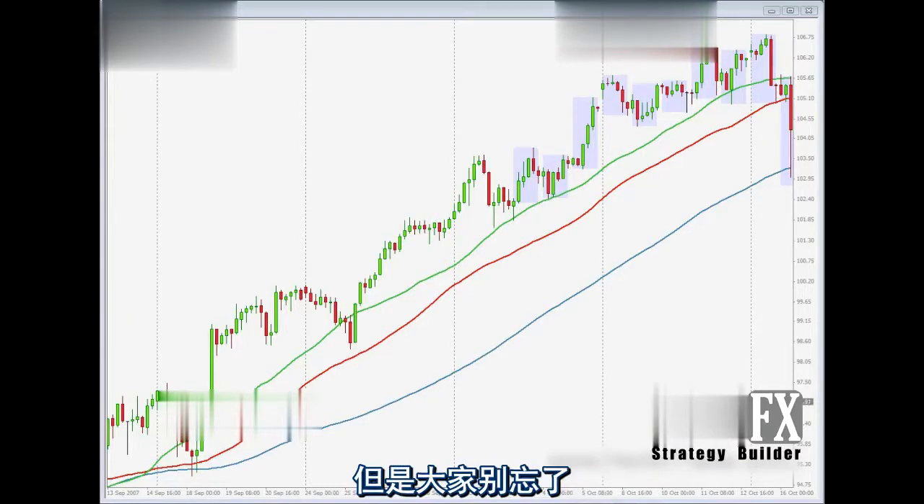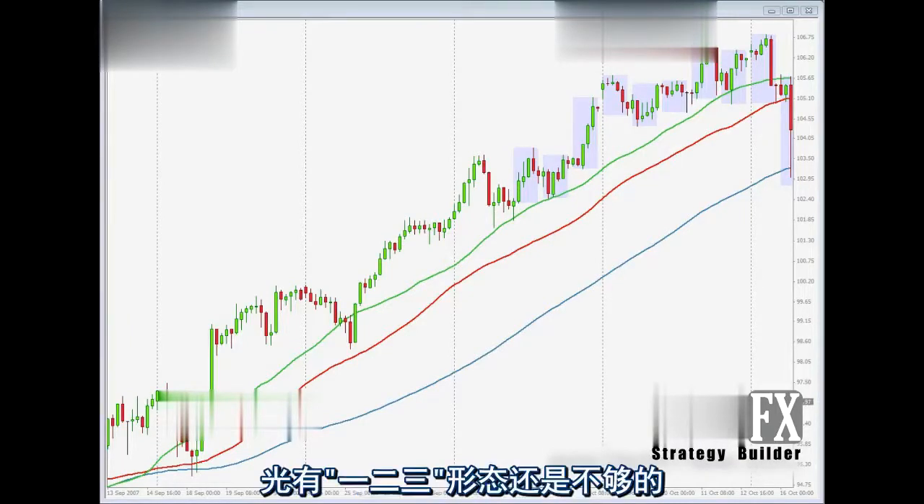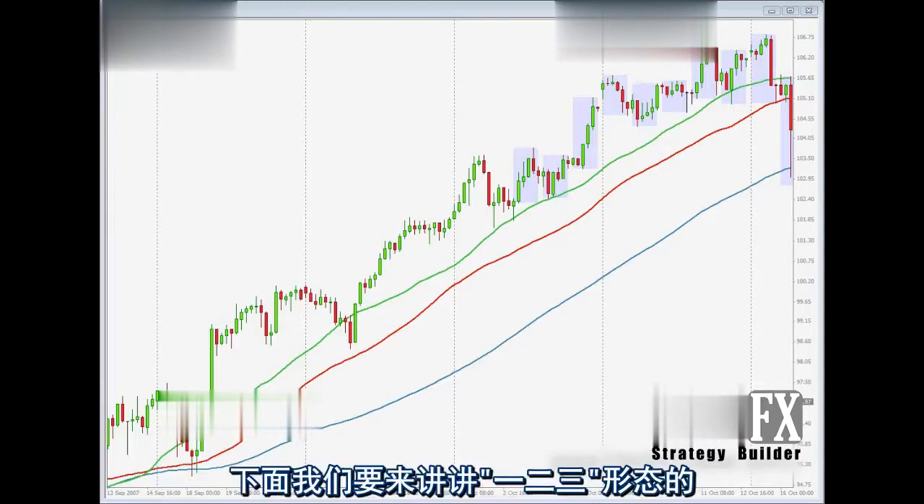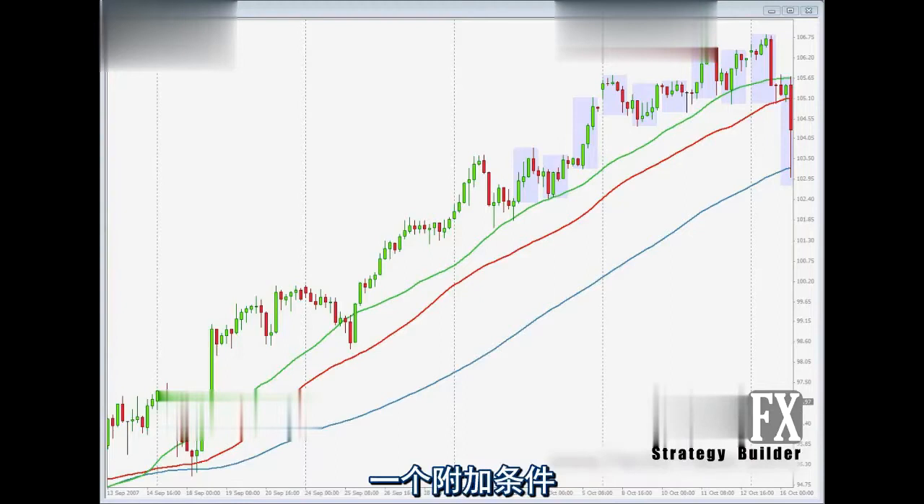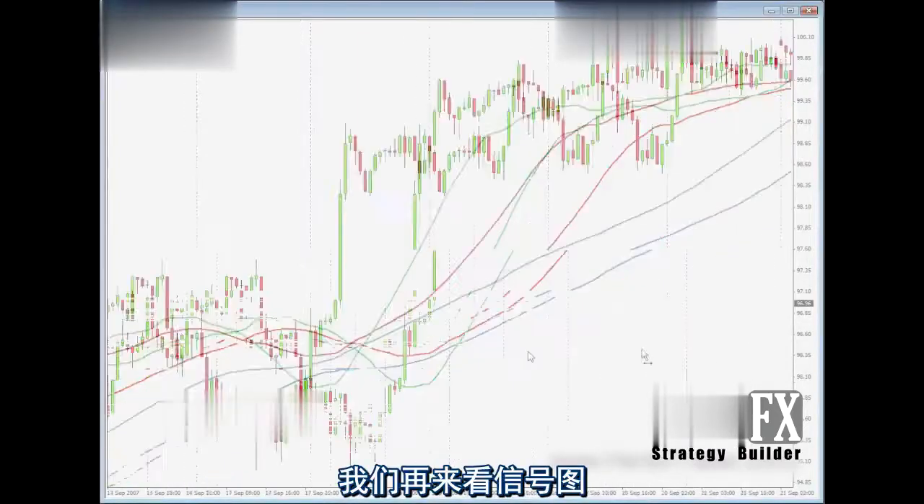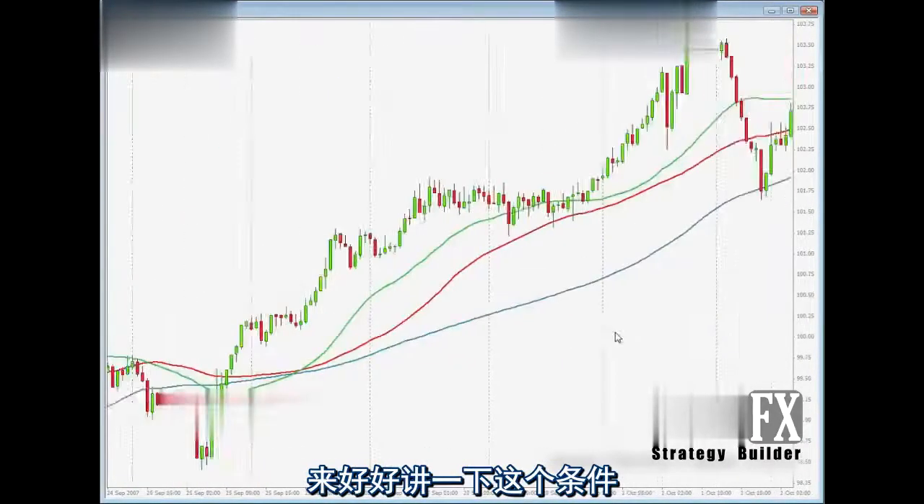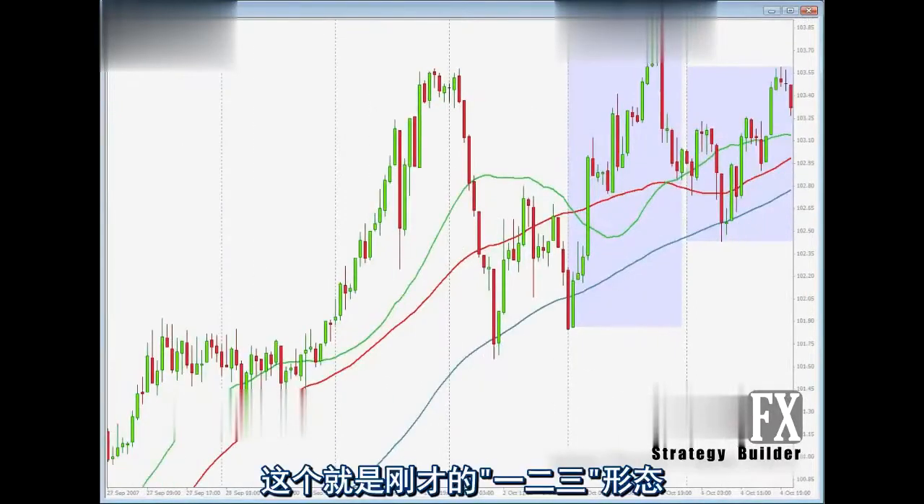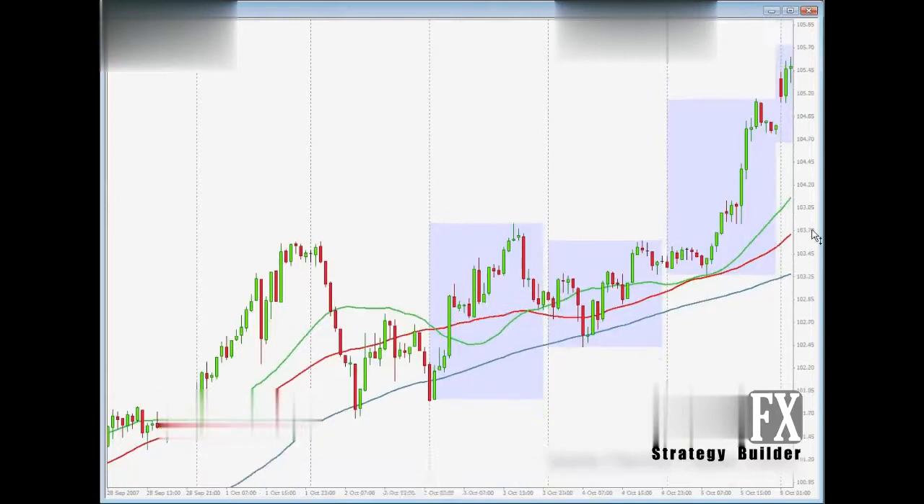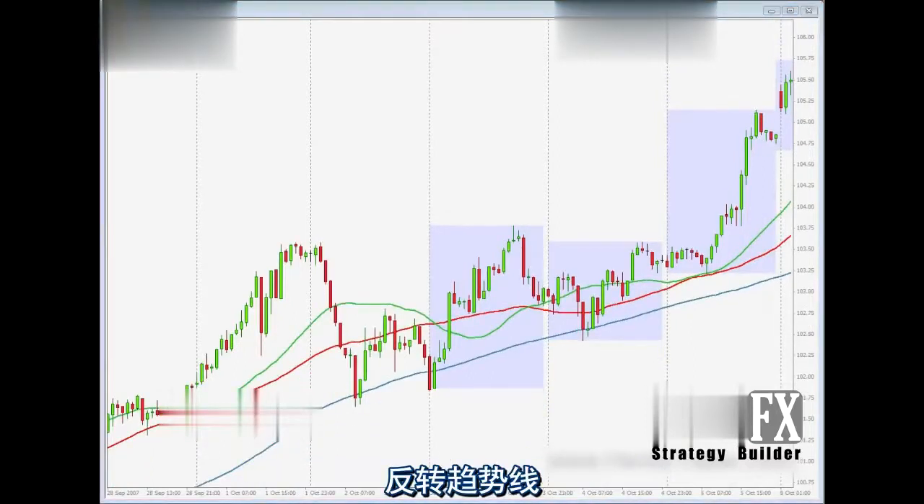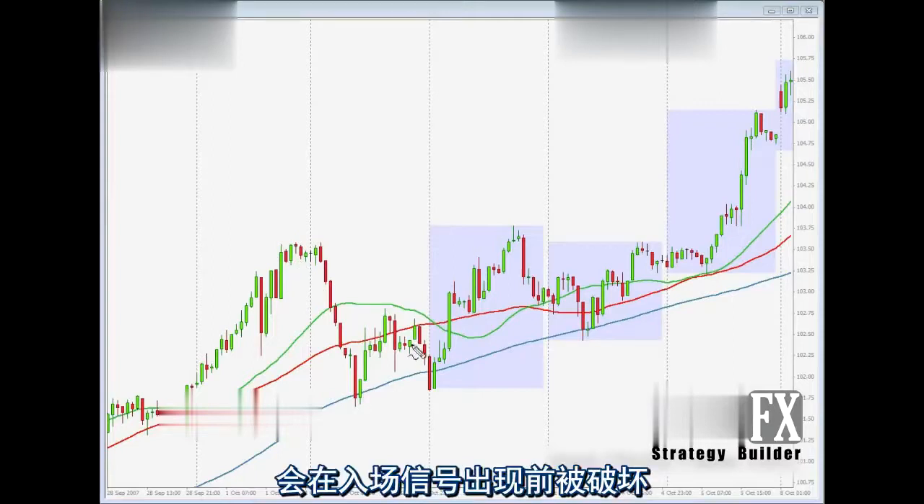Important to always keep in mind that the 1-2-3 formation is not enough in itself. We must now require a second condition to the 1-2-3 formation, and that is that the retracement trend line gives way at some point somewhere in between the 1-2-3 formation before triggering our long entry. Let me go back actually to the trigger chart in order to show that properly. Here it is. This is the 1-2-3 formation we were seeing before. The retracement trend line, like I say, is going to give way before triggering our entry.